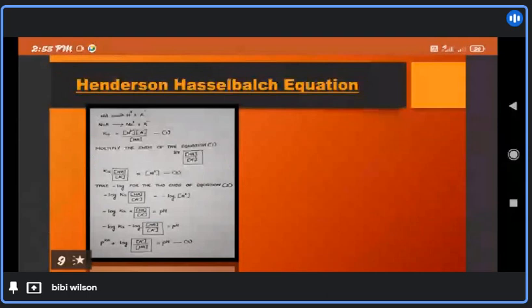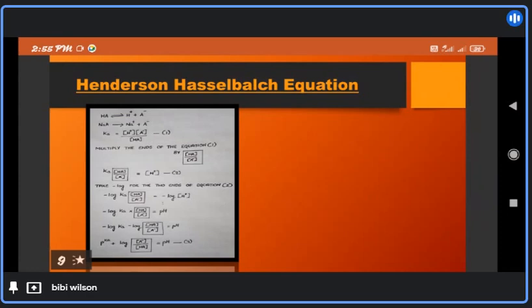This is the derivation of the Henderson-Hasselbalch equation. HA dissociates to H+ and A-, where HA is the acid, H+ is the conjugate acid, and A- is the conjugate base. The dissociation constant Ka is equal to the concentration of products divided by the concentration of reactant. Here the product is the concentration of H+ times the concentration of A-, divided by the concentration of the reactant, that is, the concentration of HA.